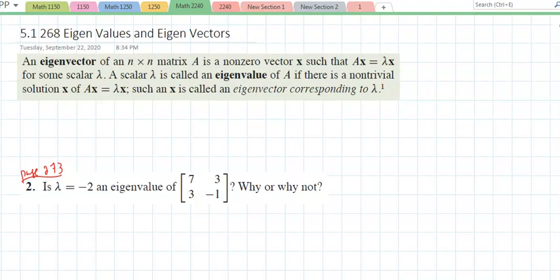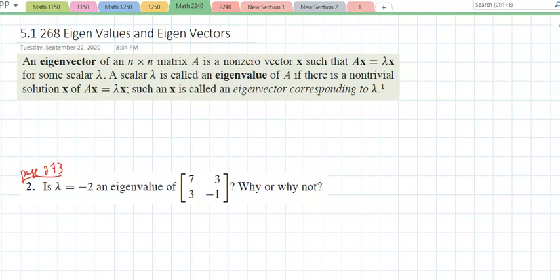Section 5.1 is on page 268, and it talks about eigenvalues and eigenvectors, an idea that we're going to use for the next 3 sections. And we're going to use it in differential equations as well when we go back after this.